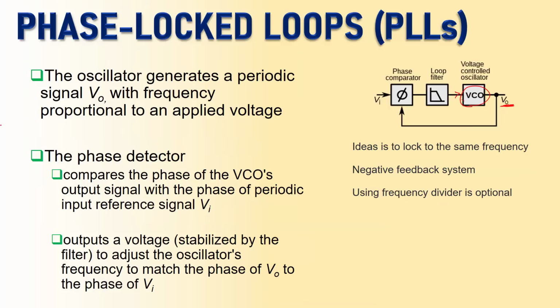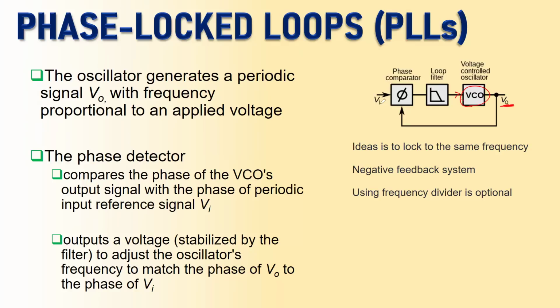So right here we have the oscillator, and that is generating the reference signal VO, the frequency of which will be controlled by the input applied to the VCO. That's why it is called a voltage controlled oscillator, because the oscillator's output frequency is controlled by the voltage applied at its input. Now, what is the phase detector, or the phase comparator, doing here?